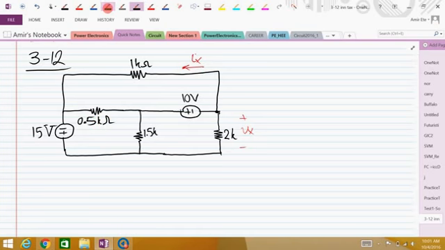Alright, now the first step in doing node voltage analysis is to specify one node as my ground. So I assume this lower node, this bottom node, is my ground here. Then I label these three other node voltages: VA, VB, and VC.